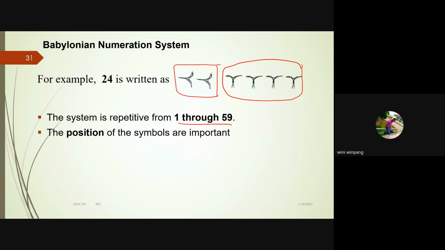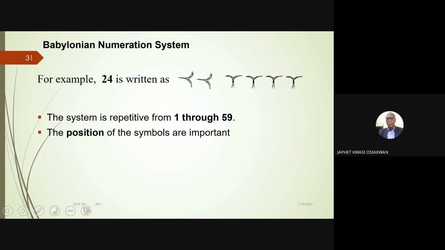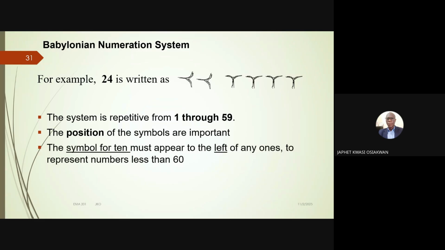So the Babylonians use base 60. And we are saying that the place of the numbers is very important. We will see why. So the symbol for 10 must appear to the left of any ones to represent numbers less than 60. Pay attention. Questions will soon start. The symbol for 10 must appear to the left of any ones to represent numbers from 1 to 59, or numbers less than 60. Good.